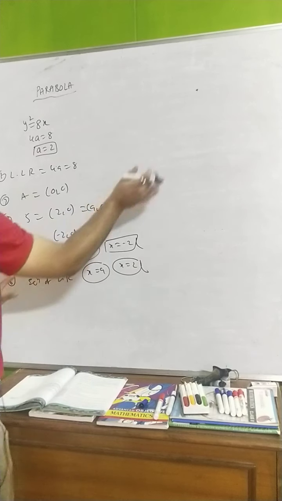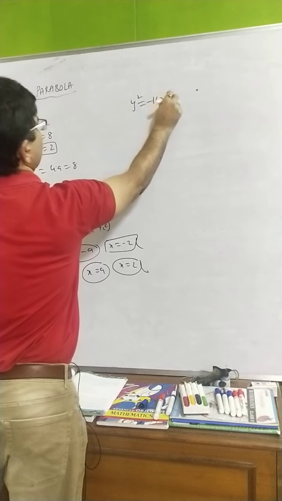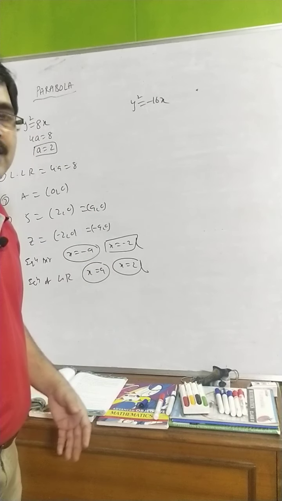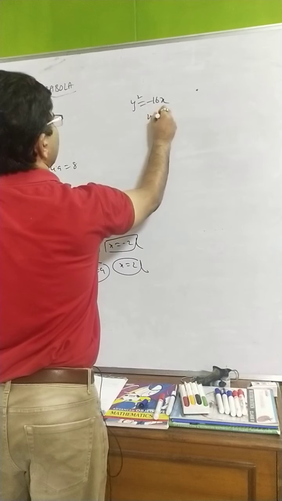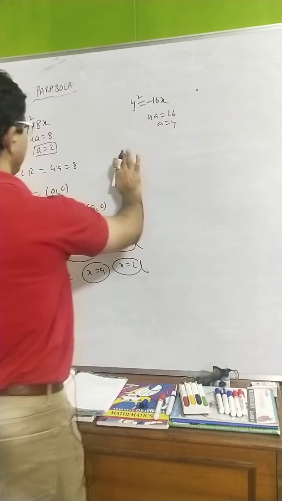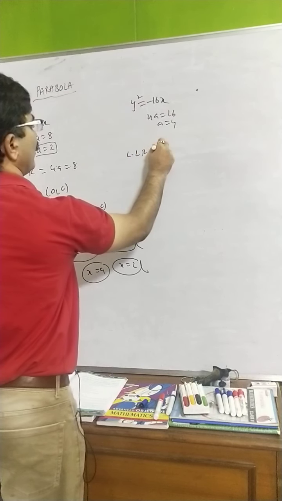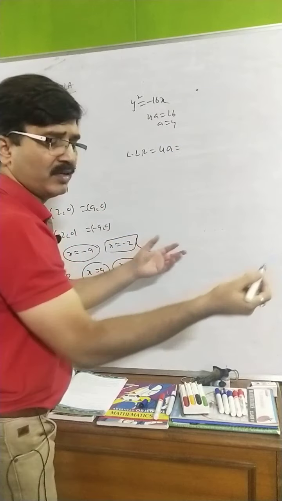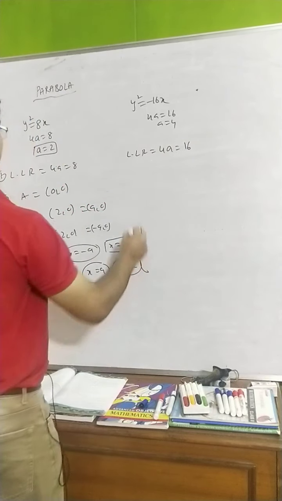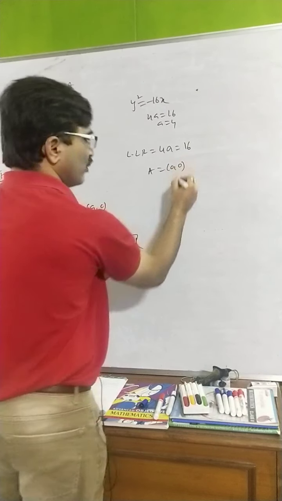Now you see, suppose I gave you the equation like this, y square equal to minus 16x. If I said to write all these points, need not worry. You take 4a is equal to 16 and a is equal to, you will get what? 4. Yeah, fine, very good. Now the length of latus rectum, first of all you write 4a, that is 4a only. Don't take the negative, 4a only, that is 16.